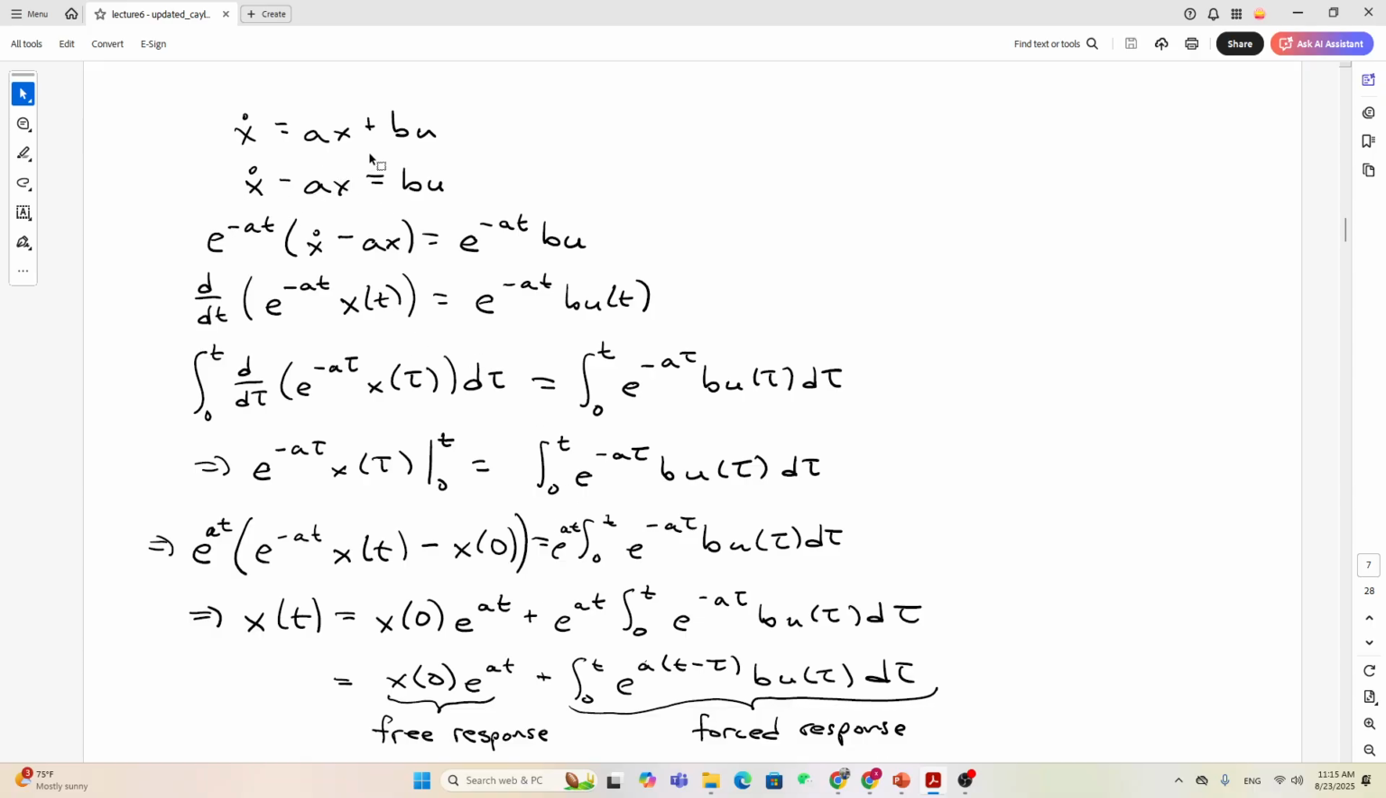So x dot equals ax plus bu. You move ax to the left hand side, and then multiply e to the power minus at on both sides. This is just a simple trick with which we can solve the differential equation quickly. So if you look at this, this is essentially the derivative of e to the power minus at times x(t) with respect to time t.